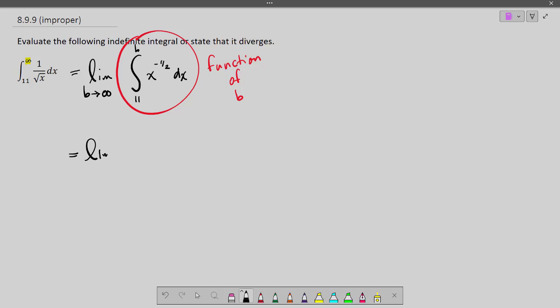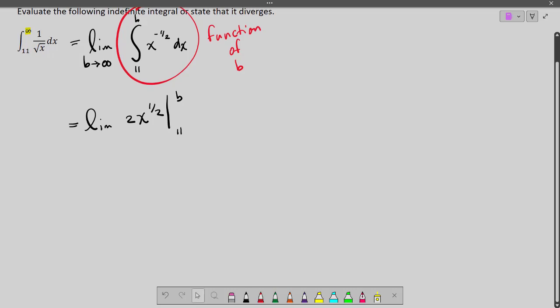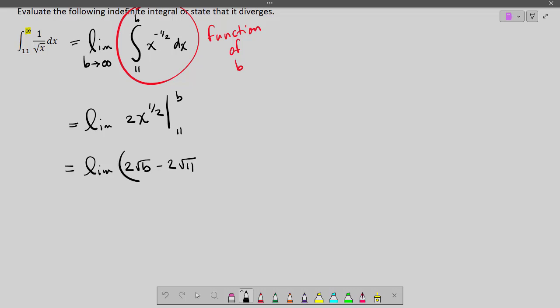So here we're going to have the limit of the following function. Well, we get x to the 1/2 divided by 1/2 from 11 to b. So power rule: add 1 to the exponent, divided by the new exponent. This is going to be the limit of 2 square root of b minus 2 square root of 11, and this is as b goes to infinity.